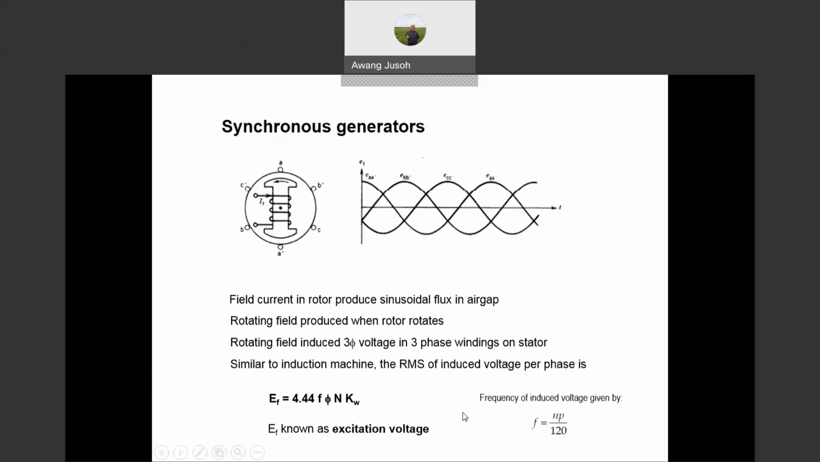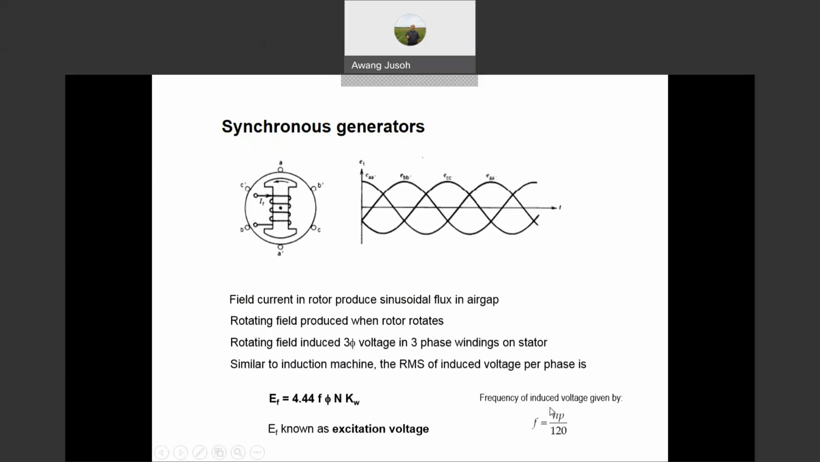Similar to before, the frequency F equals NP divided by 120, where N is the synchronous speed and P is the number of poles. To know how much frequency is generated in your power station, it is given by this formula. N is the speed of your turbine or rotor in RPM, rotations per minute, and P is the number of poles, divided by 120 gives the frequency in hertz.